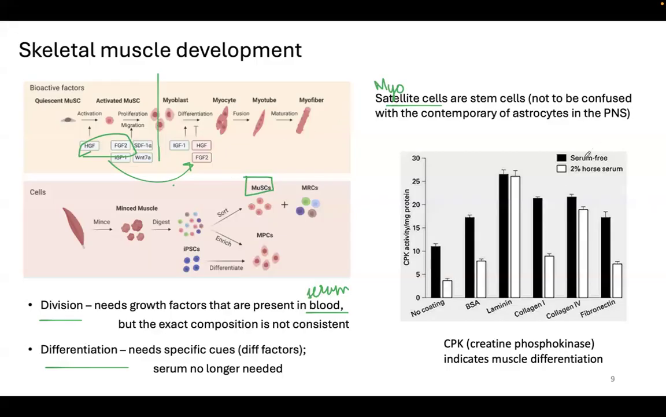The black line tells you about when it's finally grown in a serum-free media versus when it's grown in media that has horse serum. Remember, for the final step, serum is no longer needed. You can see in all these graphs, the black line is either equivalent or taller than the white line. So that's telling you that serum-free media for the final bit is supporting muscle differentiation better.